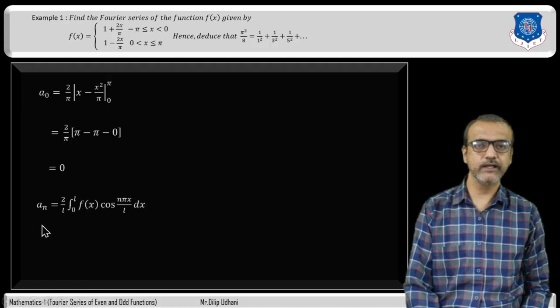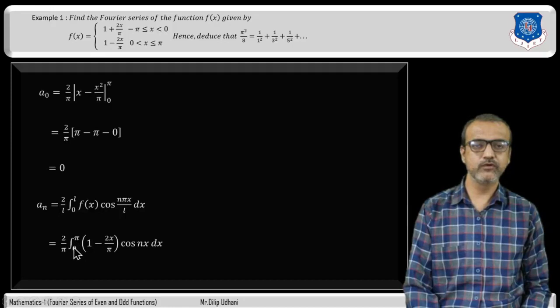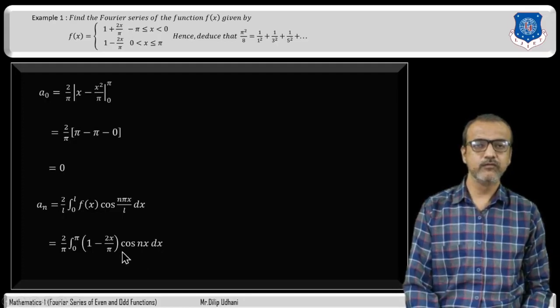Now we will find out an, and the form of an is 2 upon L integration from 0 to L f of x cos n pi x by L dx. Now in this expression we replace L by pi, so we have an equals 2 by pi integration from 0 to pi, and in the interval 0 to pi we have f of x equals 1 minus 2x by pi, cos n pi x divided by L, L is pi, so pi will cancel out, so we have cos nx dx. Now we will find out the integration of these two functions using Bernoulli's formula.